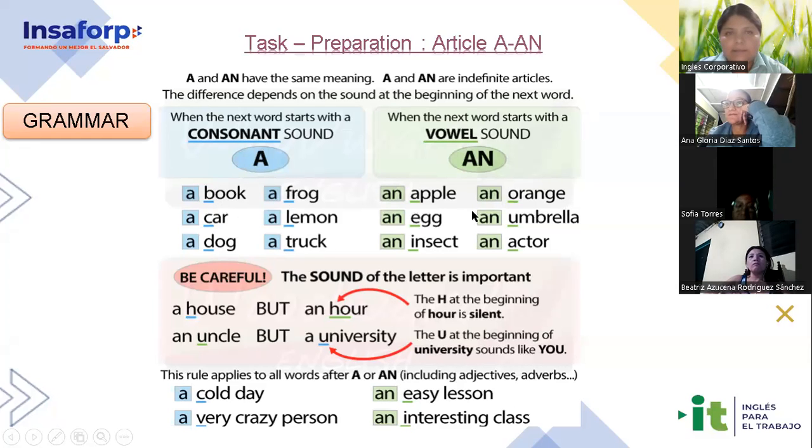La segunda parte son las vocales. Entonces, when the next word starts with a vowel sound, cuando la siguiente palabra inicia con un sonido vocal, nosotros ocupamos N. ¿Y cuál es la diferencia entre estas dos, A y N? El significado es el mismo, significa un o una. Lo único es que vamos siguiendo la regla gramatical que nos dice si inicia con sonido consonante ocupe A, si inicia con sonido vocal la siguiente palabra utilice N. Esa es la única diferencia, el significado es el mismo, un o una.